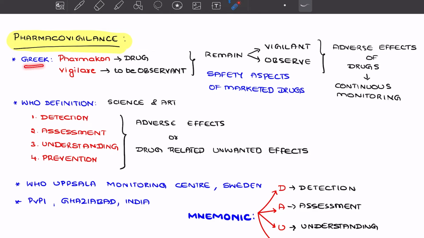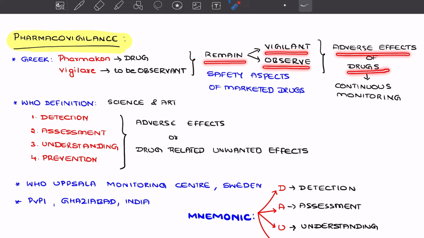In Greek, pharmakon means drug and vigilare means to be observant. So it is nothing but to be observant or vigilant with respect to drug reactions. Basically, pharmacovigilance is about remaining vigilant as well as observing the adverse effects of any drug. Please remember, pharmacovigilance will help us in knowing the adverse drug reactions caused by a particular drug.